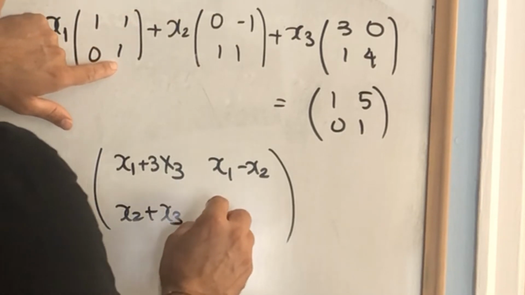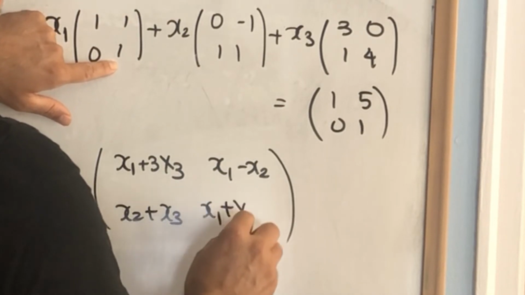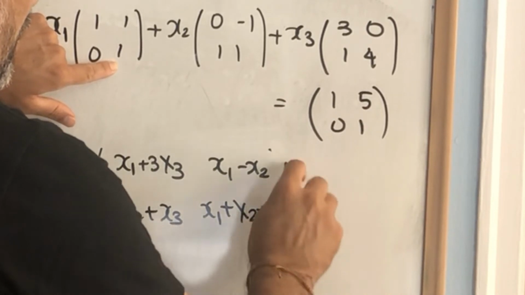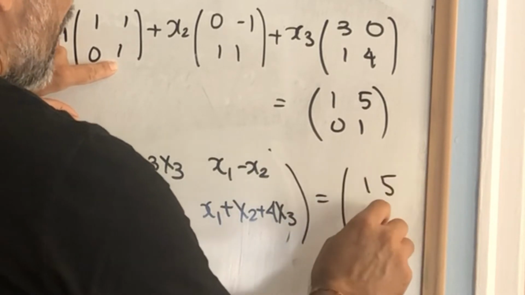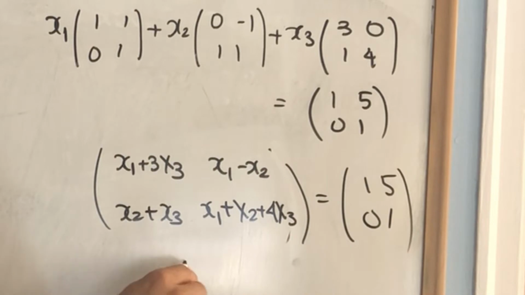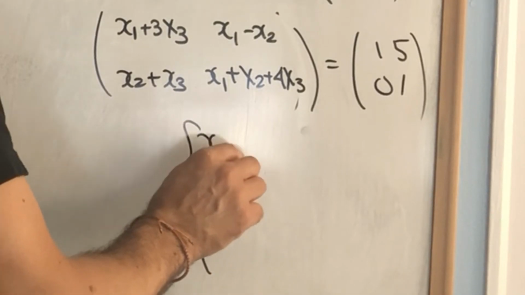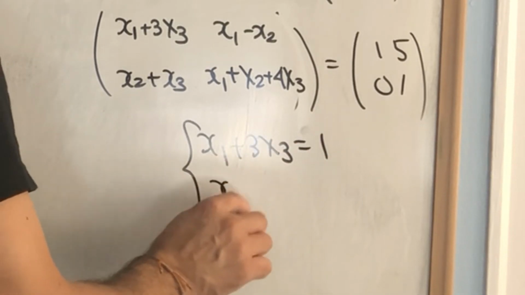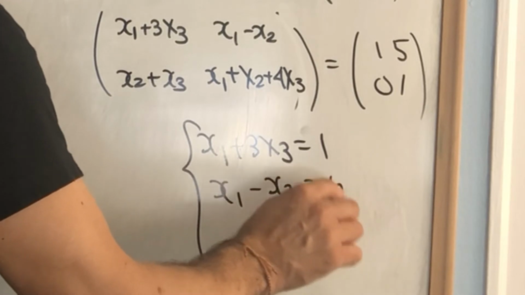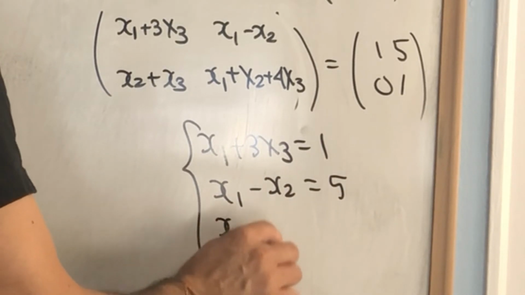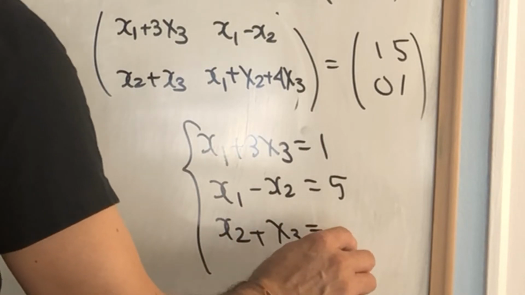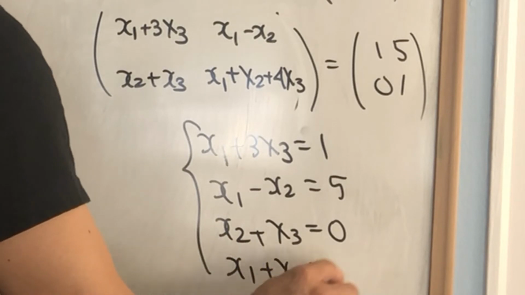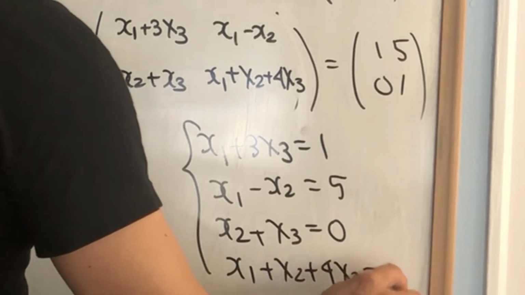And this entry would be x1 plus x2 plus 4x3. And we want this to be 1501. That means that we want to solve the following system. x1 plus 3x3 equals 1. x1 minus x2 equals 5. x2 plus x3 equals 0. And x1 plus x2 plus 4x3 equals 1.